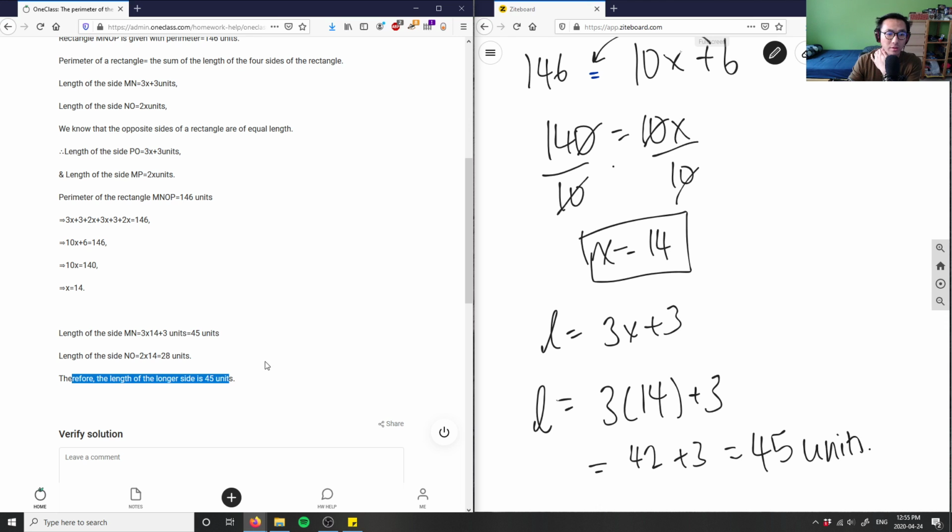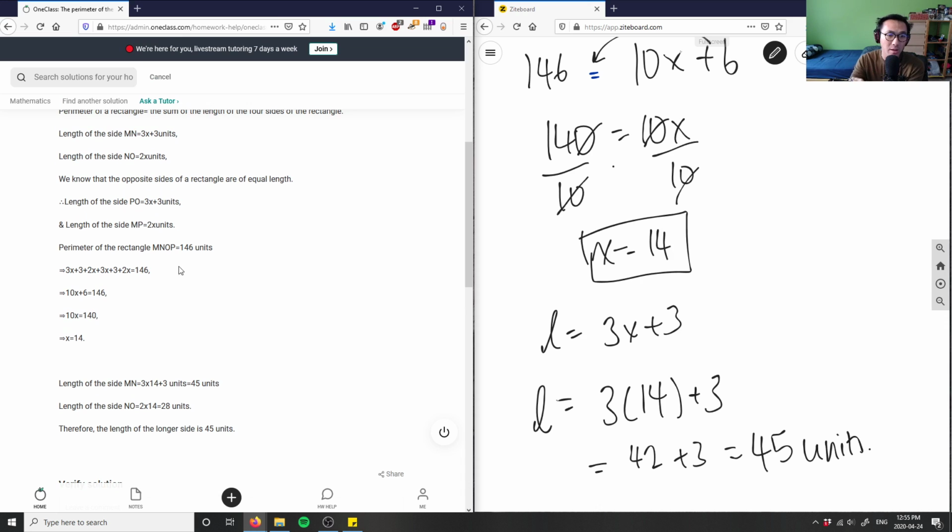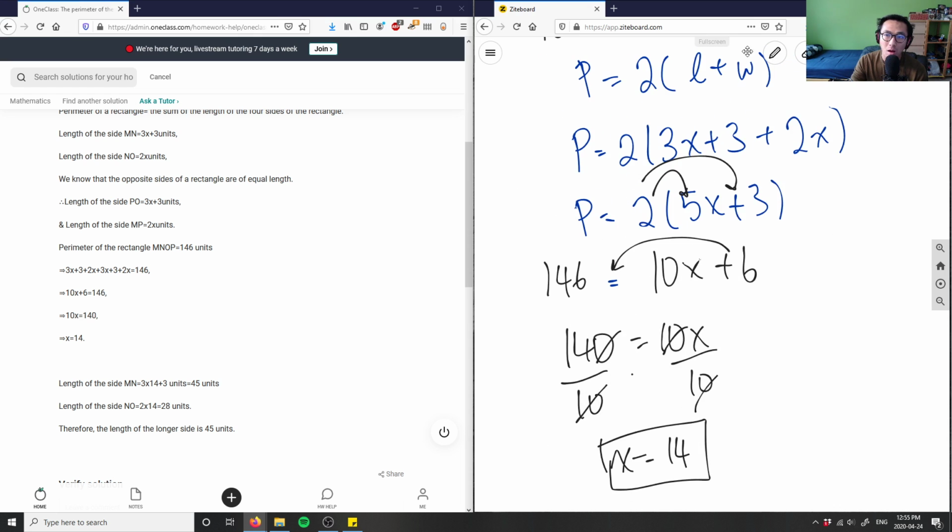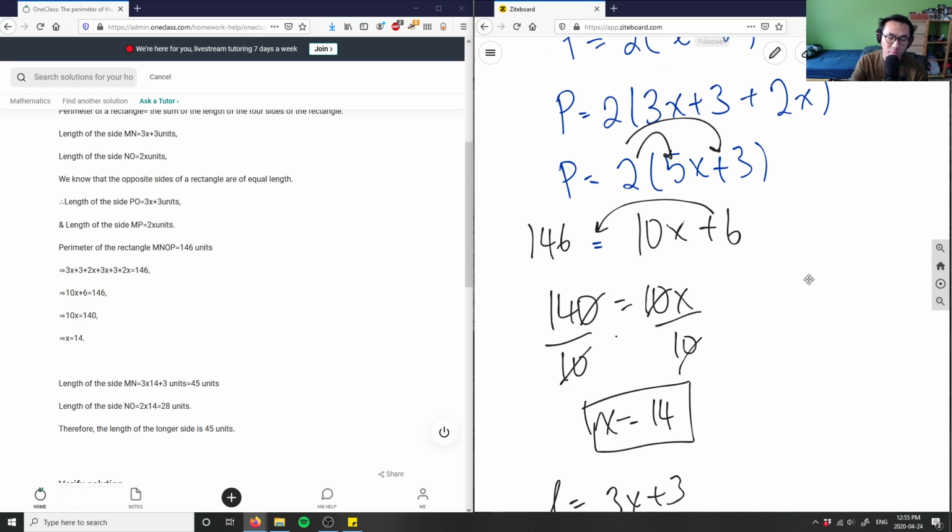So again, therefore, the length of the longer side is 45 units. That's correct. They also got x equals 14. They said the perimeter of the triangle is 146, and then they did 3x plus 3 plus 2x plus 3 plus 3 plus 2x here, which is basically the perimeter formula of the rectangle.